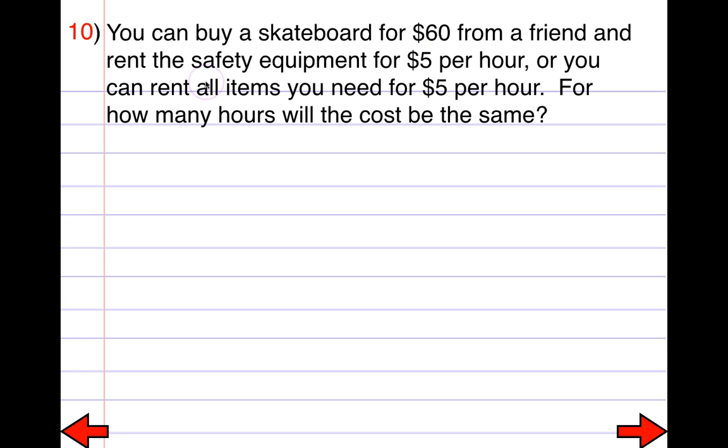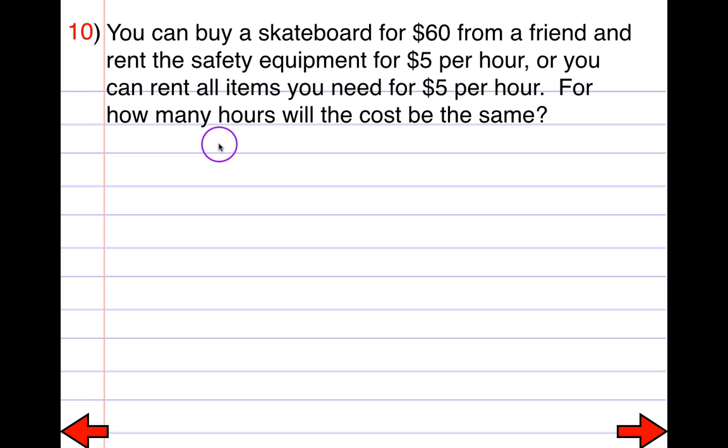So moving on to our very first word problem. It says here, you can buy a skateboard for $60 from a friend and rent the safety equipment for $5 per hour. Or you can rent all items you need for $5 per hour. For how many hours will the cost be the same? So hopefully you are recognizing that they're asking us for how many hours will the cost be the same.